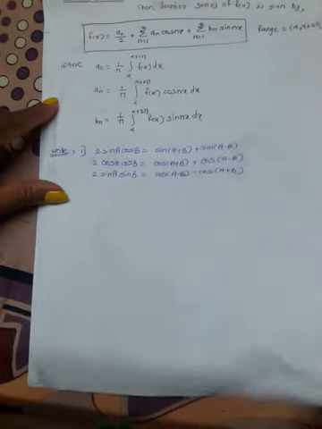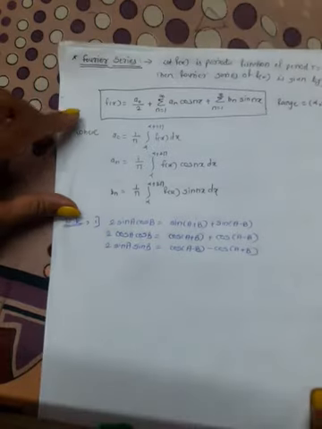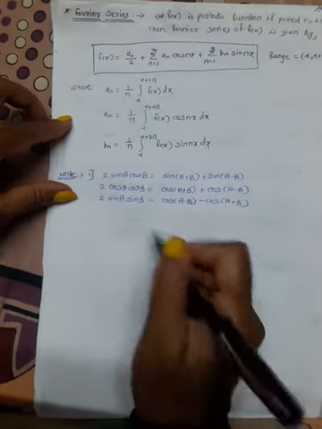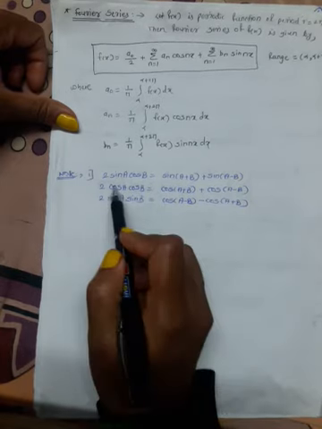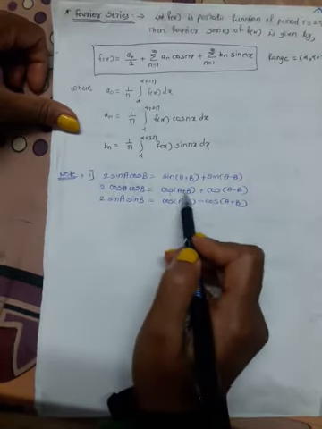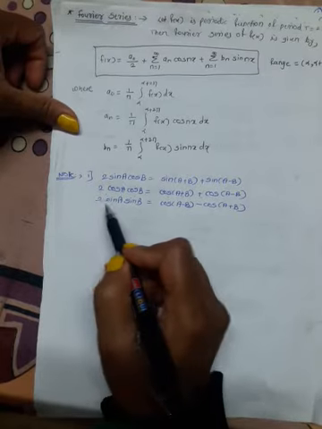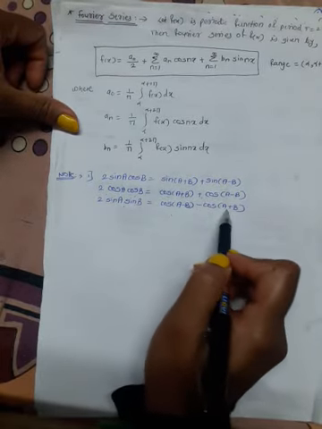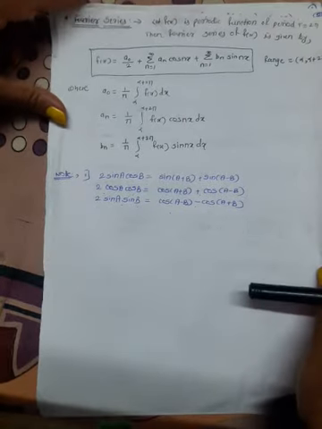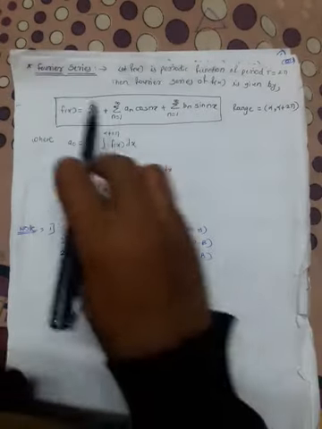Let us start with the definition of Fourier series. These are also formulas. 2 sin a cos b is sin(a plus b) plus sin(a minus b). 2 cos a cos b is cos(a plus b) plus cos(a minus b). 2 sin a sin b is just the reverse of this, cos(a minus b) minus cos(a plus b). Okay, now let us see the definition of Fourier series.